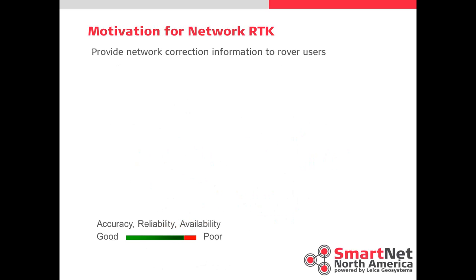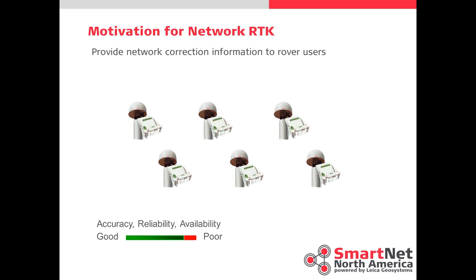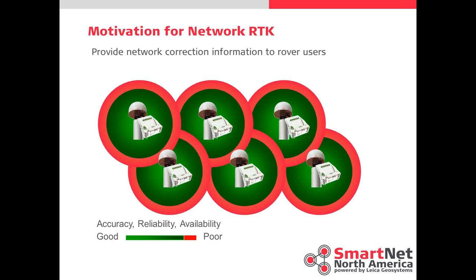So what does this mean? Well, if you start with the old way of having an RTK network where you have single bases that are all operating independently, you can see that as I'm close to the reference station, as you guys have all experienced, my accuracy, reliability, and availability is very good. As I start moving further and further away from the reference station, those three attributes become very poor.